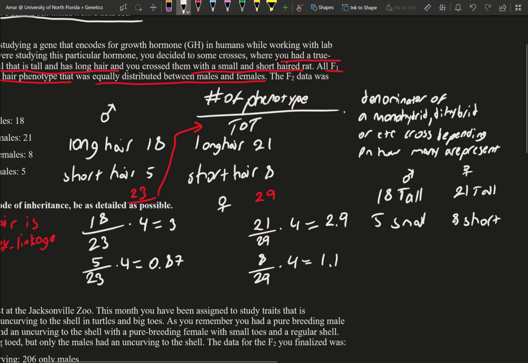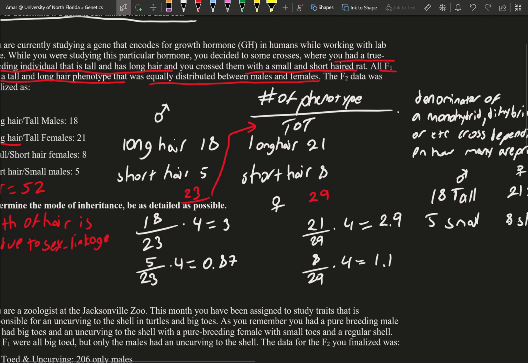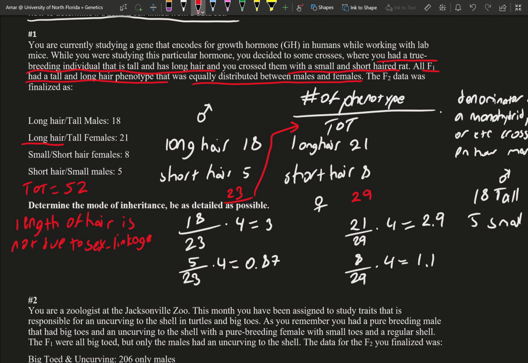So essentially what's happening here, we have the exact same things that we're including into our cross. We have 23 males, 18 divided by 23 times 4. We will get a ratio around 3. Same thing for the small. So essentially what we have here is that both of these traits are not due to sex linkage. So height is not due to sex linkage as well.